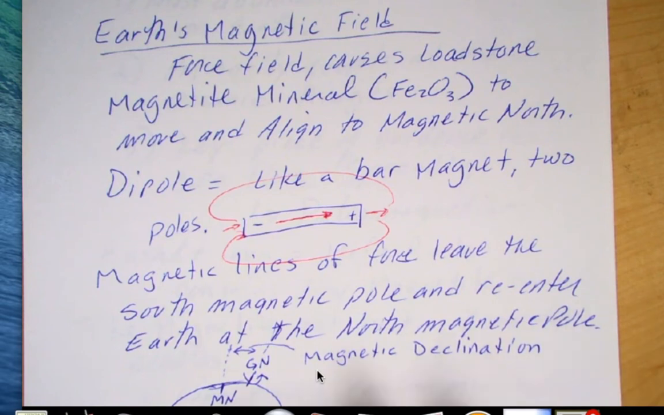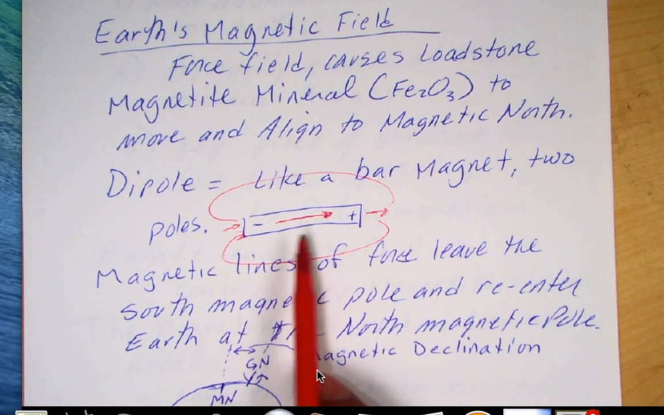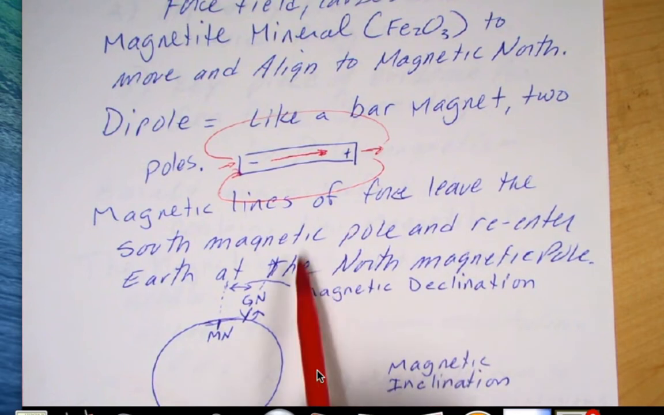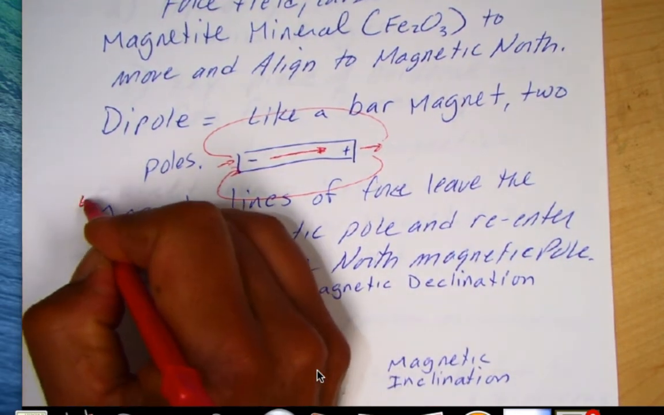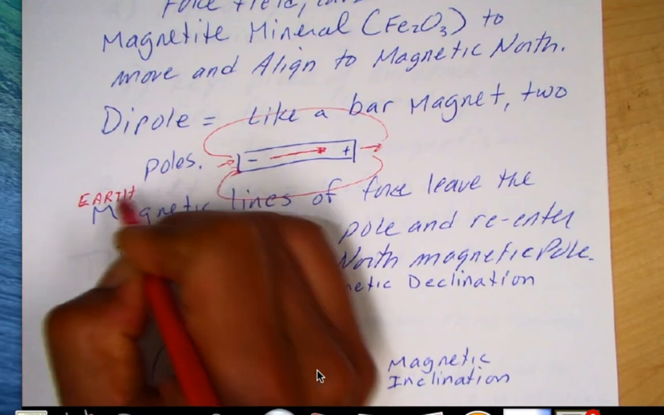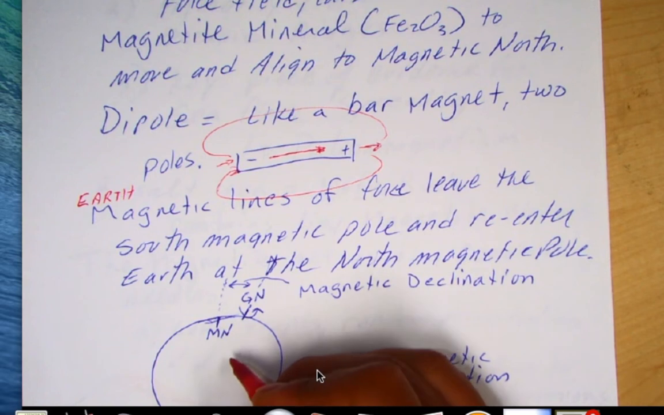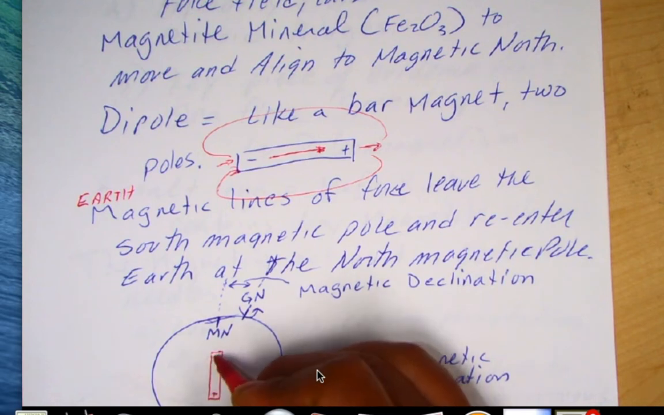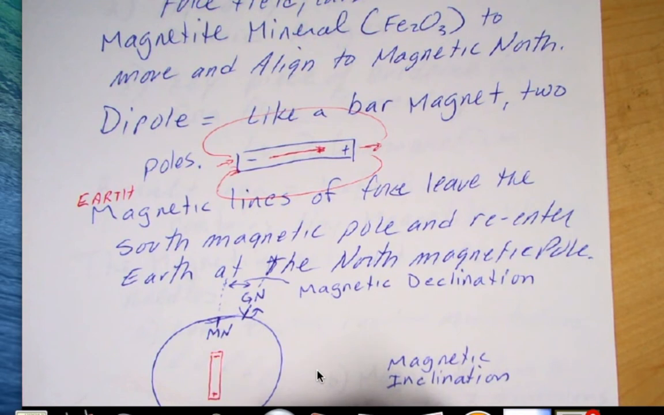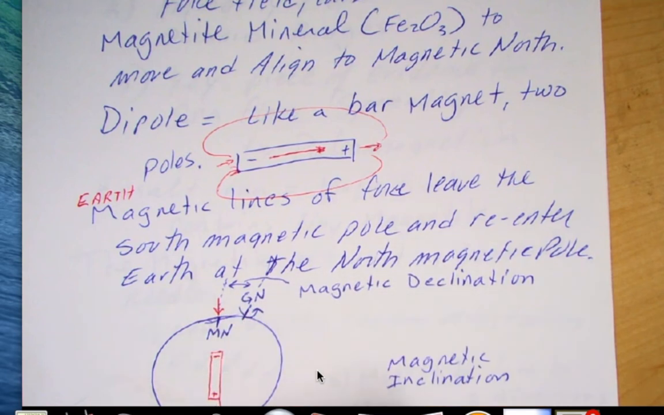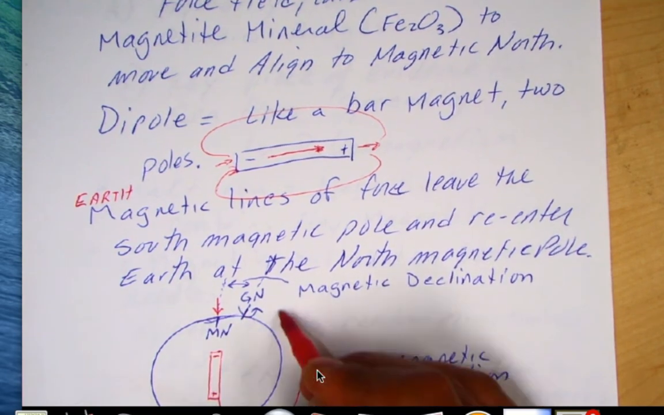Planet Earth is a little bit different, but it's the same concept. So let's put the bar magnet in Earth here, with the positive end here and the negative end here. Lines of force will leave magnetic south and re-enter at magnetic north, making this looping field that goes around the planet.